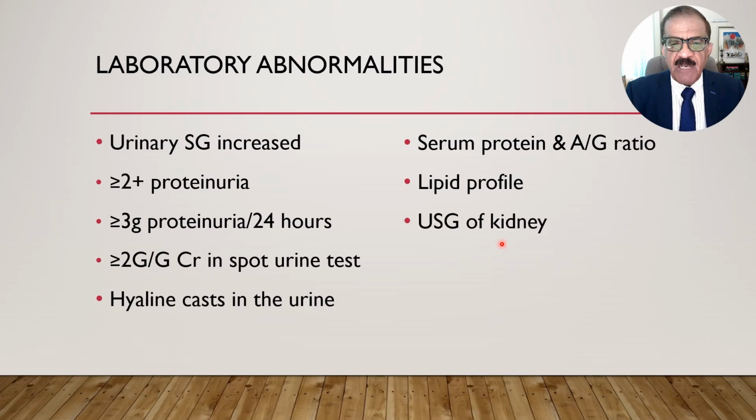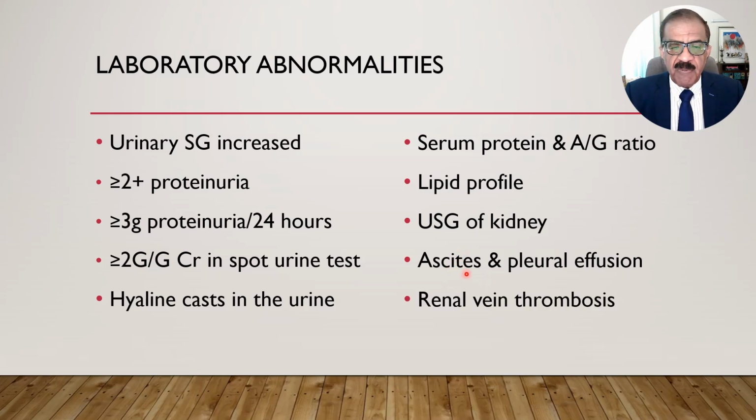And if you do ultrasonography of the kidney, in most cases you might not see any significant abnormality, but an expert person would describe some changes in the renal parenchyma, maybe some swelling of kidney, or some non-specific abnormalities seen on ultrasonography. Only in advanced disease there may be reduction in size, but not in the initial cases. There may be ascites, there may be pleural effusion, there may be collection of fluid in other third spaces, and there may be renal vein thrombosis.